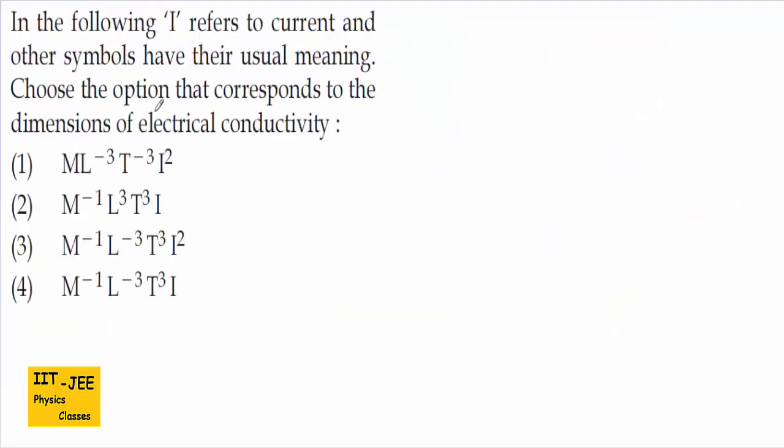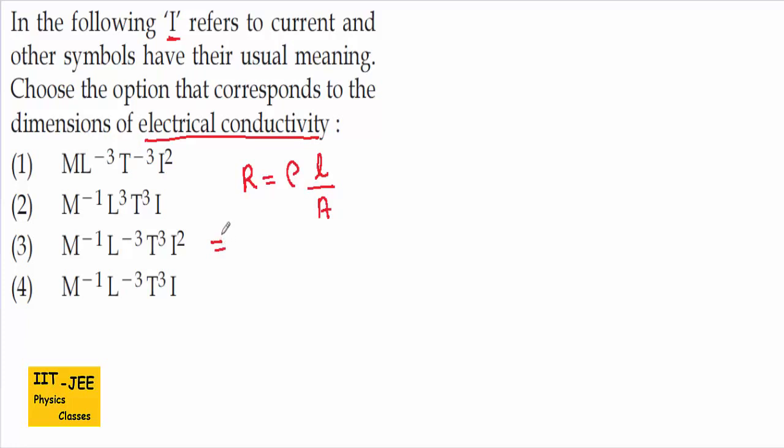So here is the second example. The problem says, in the following I refers to the current and other symbols have their usual meaning. So we have to find the dimension of electrical conductivity here. Electrical conductivity is the reciprocal of electrical resistivity. I am going to use the formula R equals rho L over A. Here R is the resistance, rho is the electrical resistivity, L is the length and A is the area.